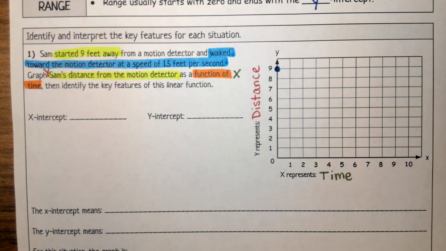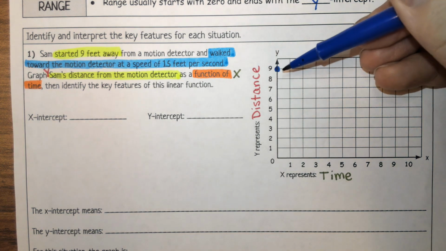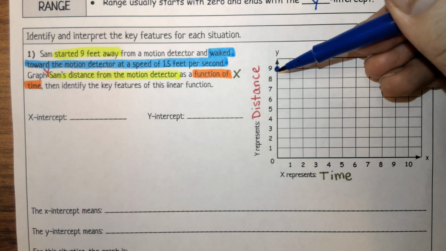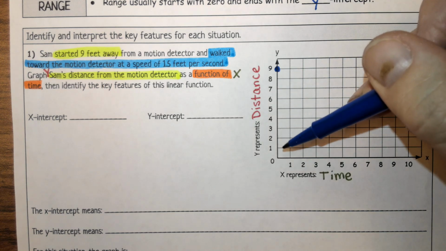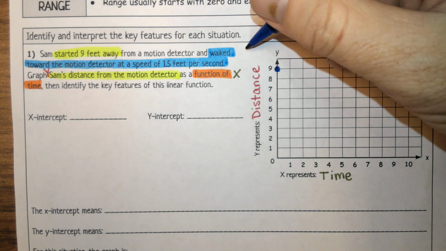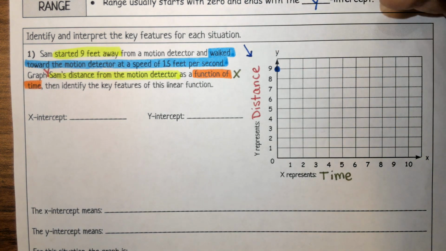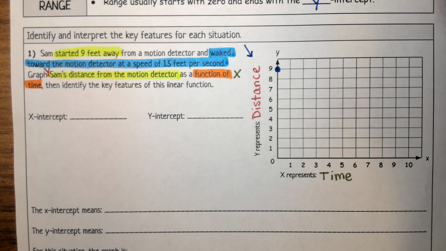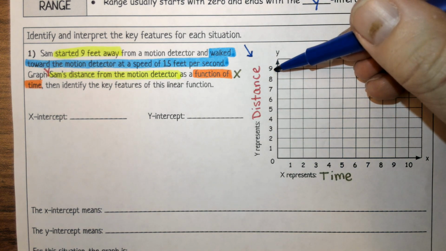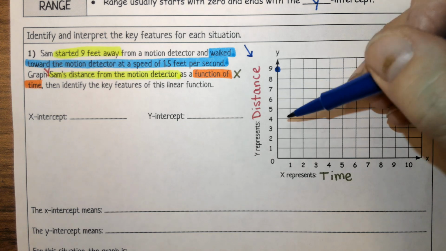Okay, so if I'm walking towards something, I'm 9 feet away. If I'm walking towards something, my distance, my y, should get smaller as I get towards it, right? So that means I'm going to be going down 1.5 feet per second. Okay, so our distance, that's 9 feet, 8 feet, 7 feet, 6 feet, so on.